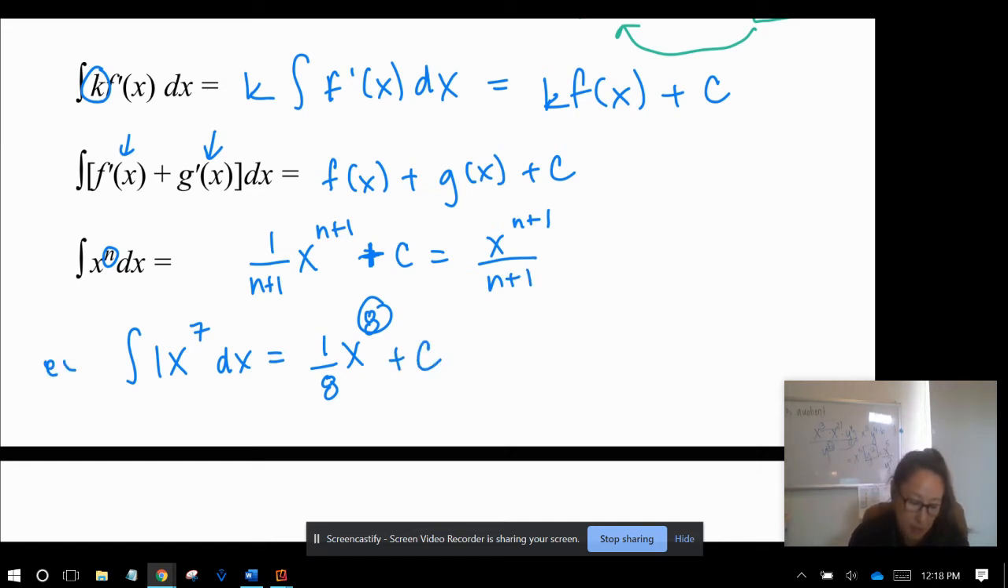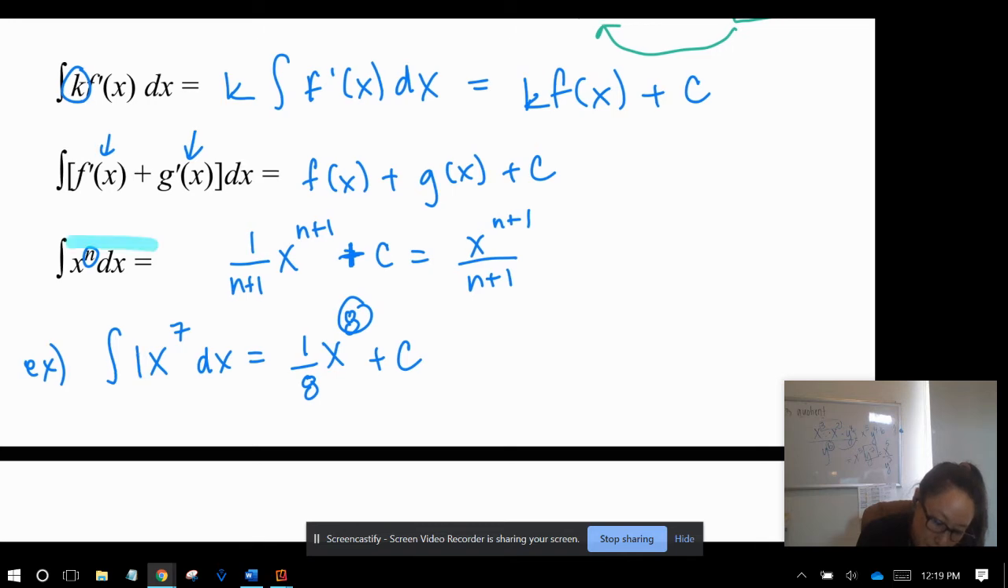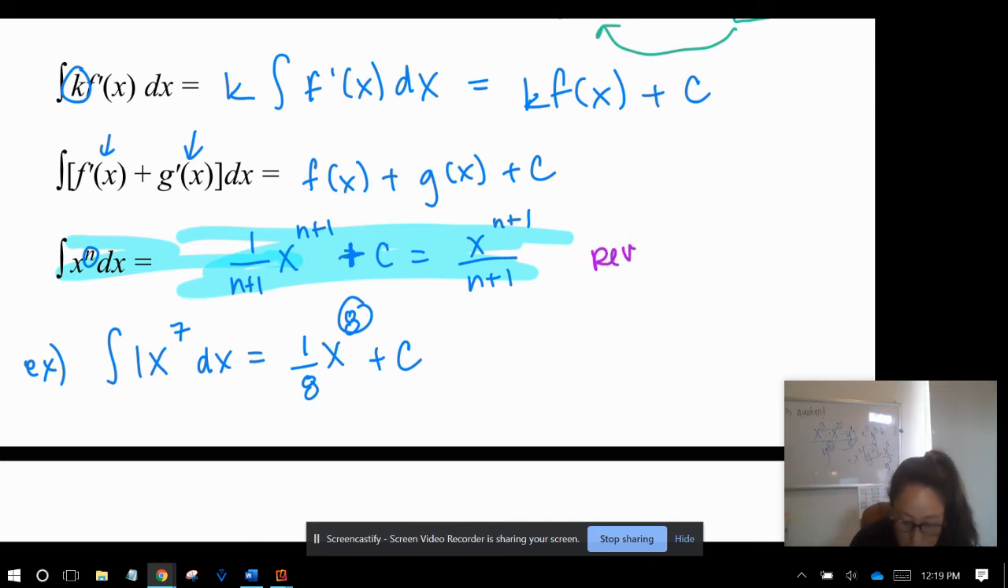Okay, this is an example. Let's do some more examples. Oh, I know. This rule right here is super important. We've seen this before in reverse. This is reverse power rule.